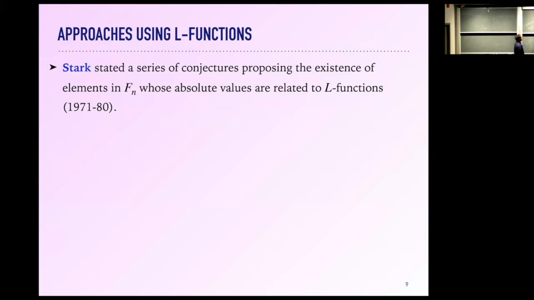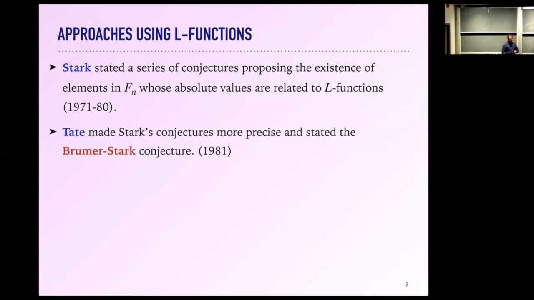overview. So for me, the connection between Hilbert's 12th problem and L functions owes a great deal to Stark, who stated a series of conjectures throughout the decade of the 1970s, proposing the existence of special elements in these fields, F_n, whose absolute values are related to L functions. So this gave us some hint that there should be special elements that we should be searching for when trying to generate these fields, F_n.